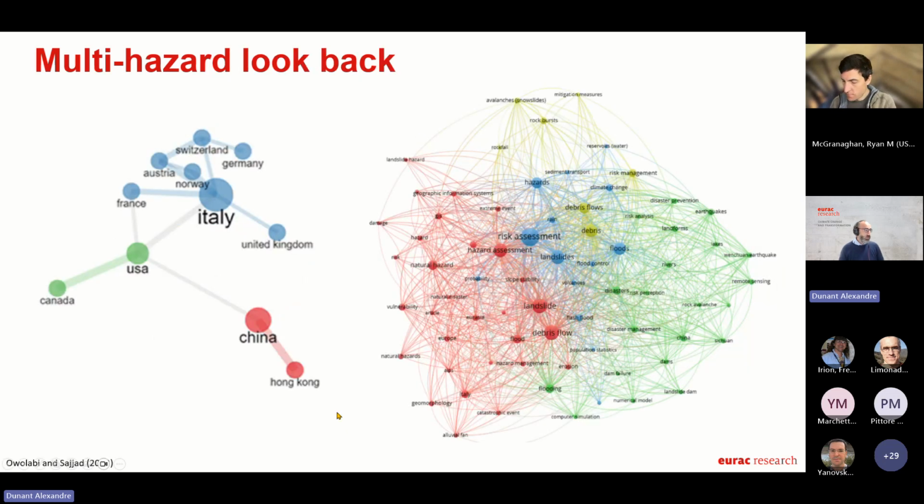So there was a recent review by Owolabi Sajad, which actually looked back at what terms were used in the multi-hazard literature. So it's quite recent, 2023.